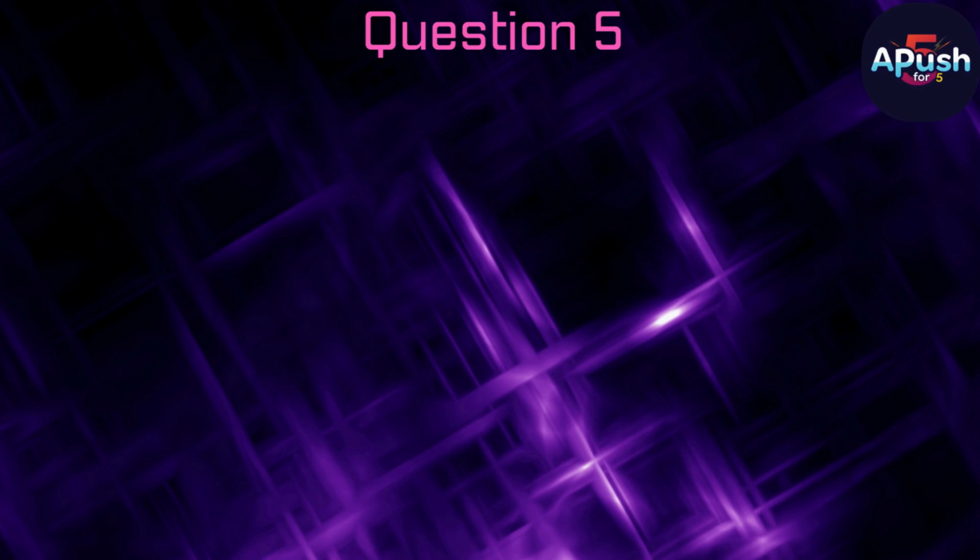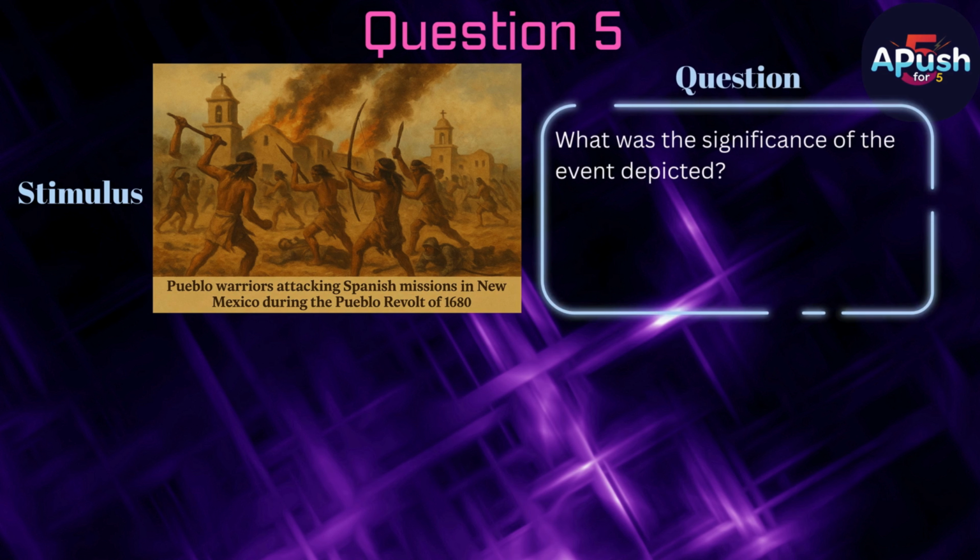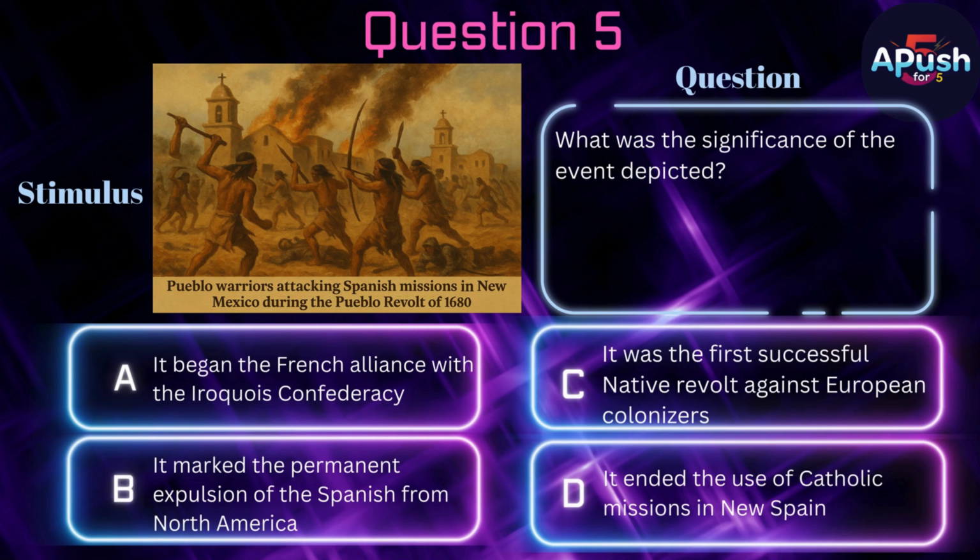Question 5. Stimulus. See the image. Question. What was the significance of the event depicted? A. It began the French alliance with the Iroquois Confederacy. B. It marked the permanent expulsion of the Spanish from North America. C. It was the first successful native revolt against European colonizers. D. It ended the use of Catholic missions in New Spain.